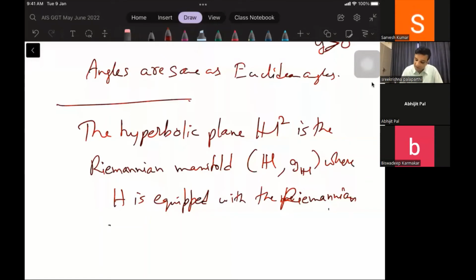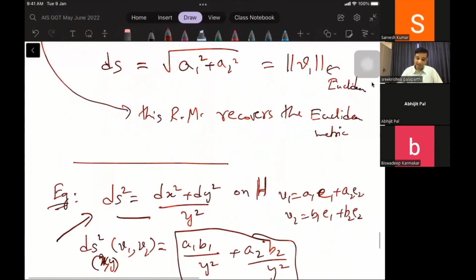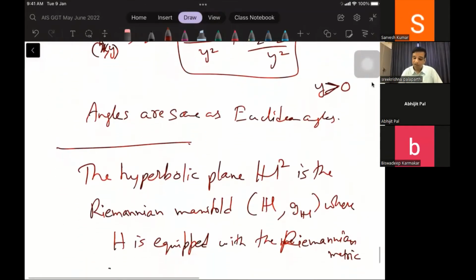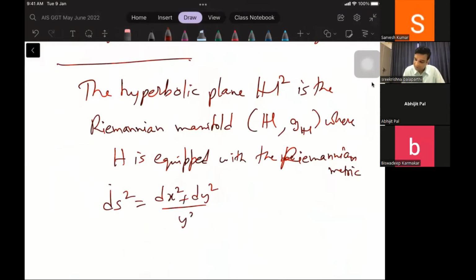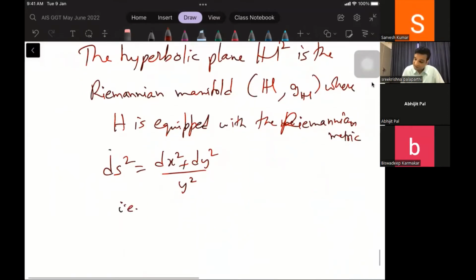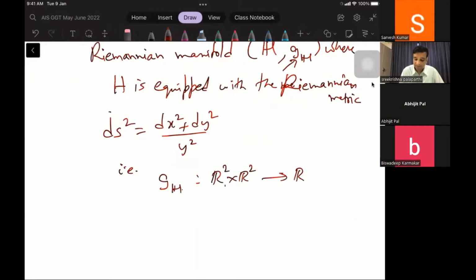A Riemannian metric, as you see, is not a metric. It's basically that expression, specified by a length element. It is actually a smoothly varying inner product on the tangent spaces. That's what a Riemannian metric is. So ds squared is equal to dx squared plus dy squared by y squared. This gH acts on R2 cross R2 and gives you an R. At a point q equal to x comma y, it is basically acting on two vectors like that.